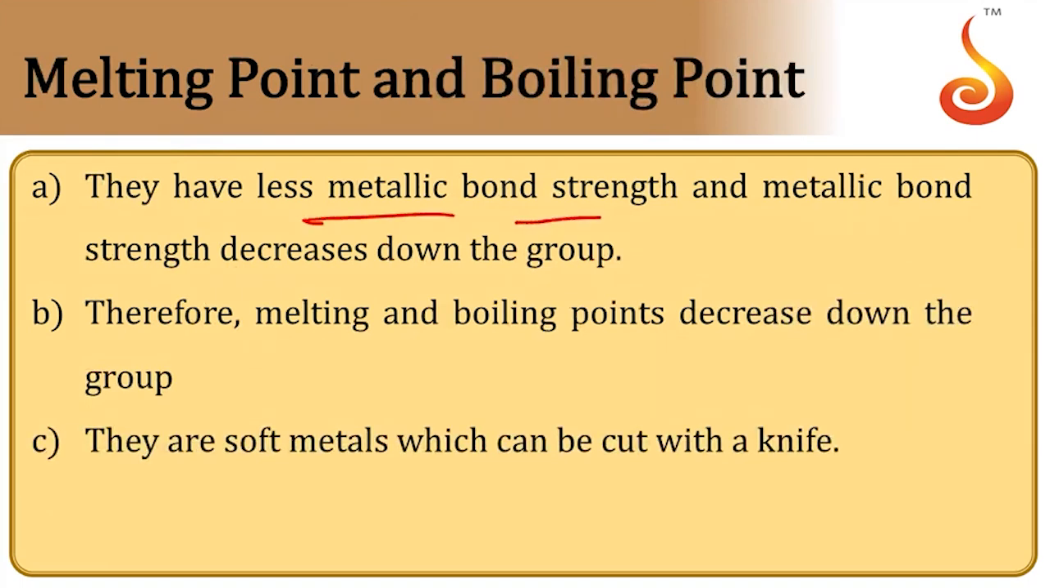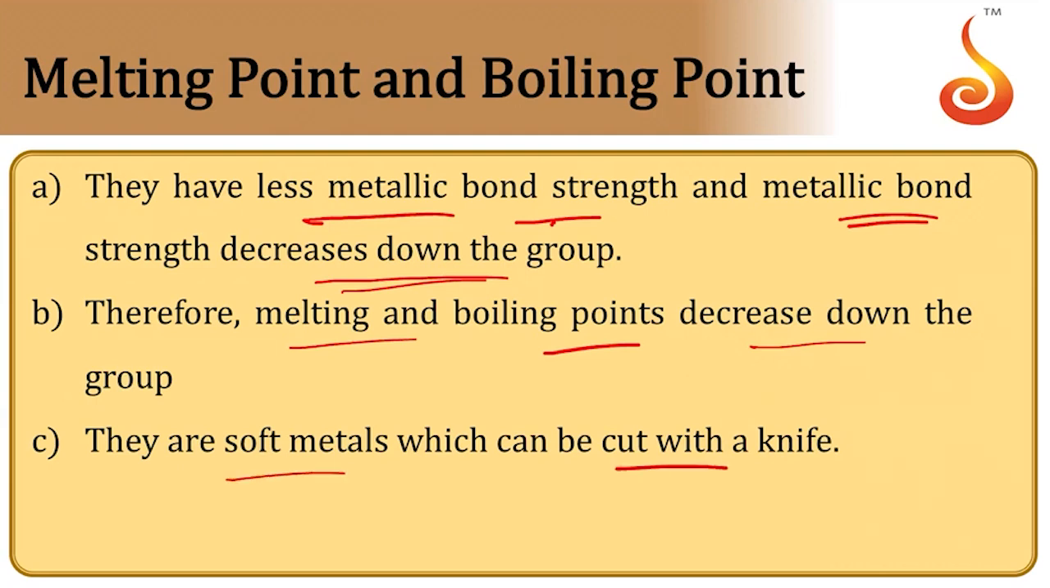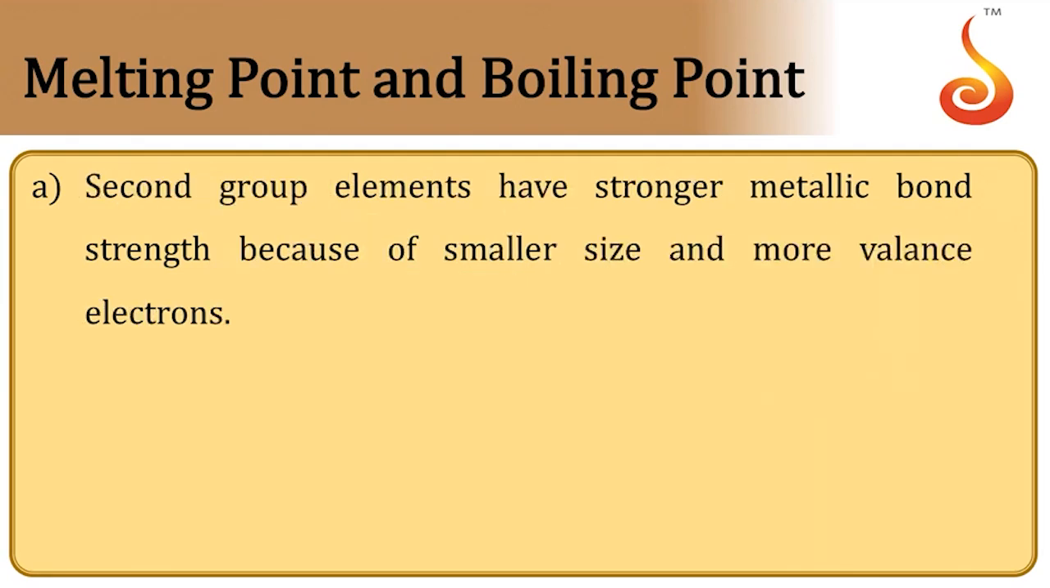And in this case, they have lesser metallic bond strength, and the metallic bond strength is decreasing down the group. Because of larger size, they have lesser metallic bond strength, and therefore melting and boiling points are decreasing down the group. Melting and boiling points decrease down the group because of the decrease in metallic bond strength, and they are very soft metals and can be cut even with a knife.